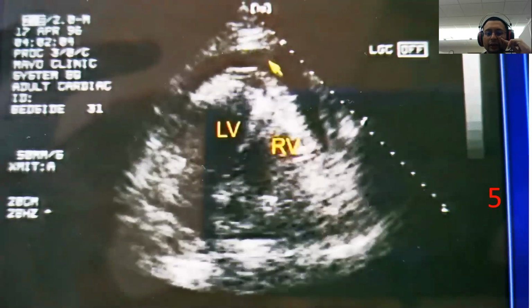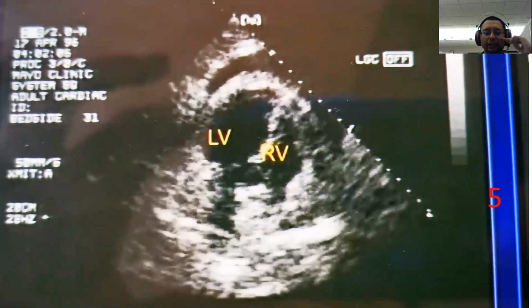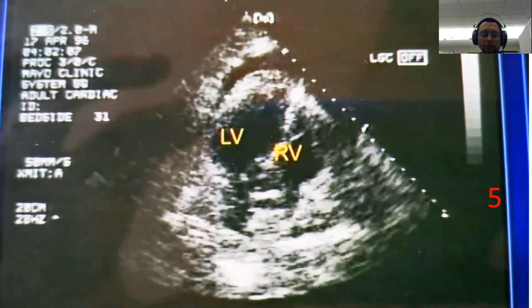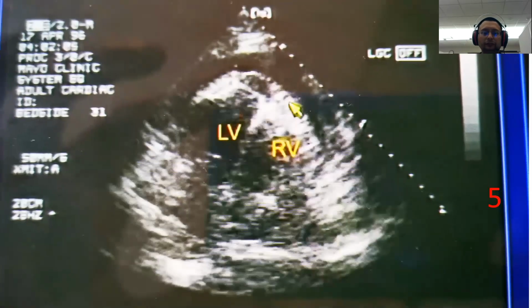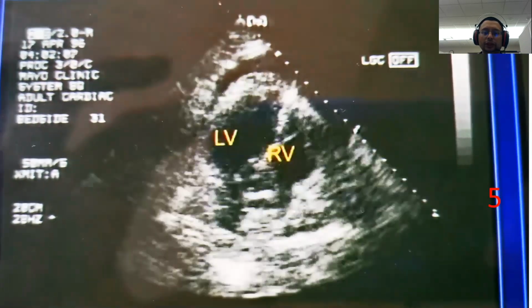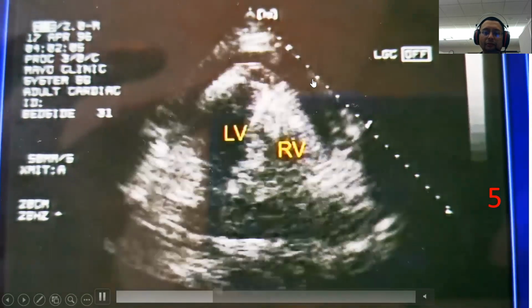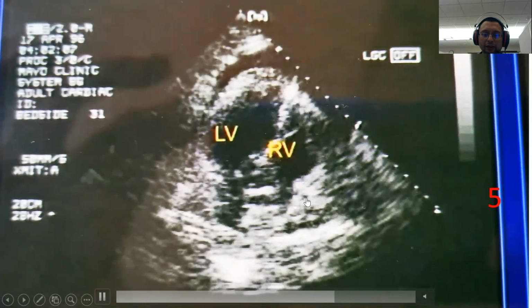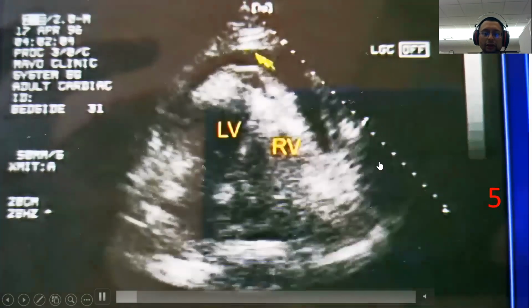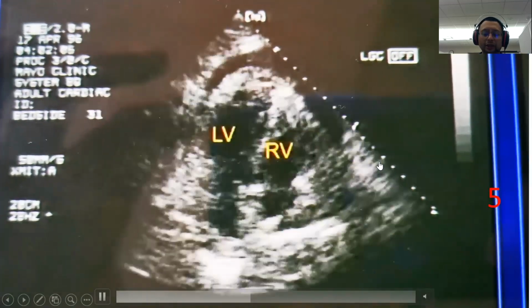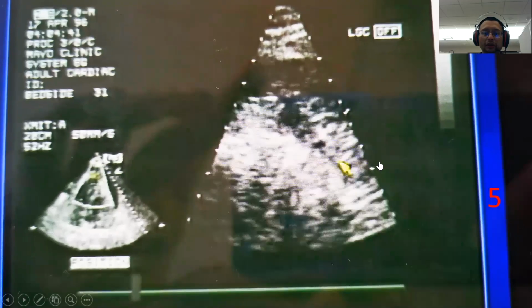You are right. So this is another example of a case. This is case number 5. So look properly at the case. So this is again a manual format. LV, right ventricle. Okay. You have a pericardial effusion there. LV, right ventricle and pericardial effusion.